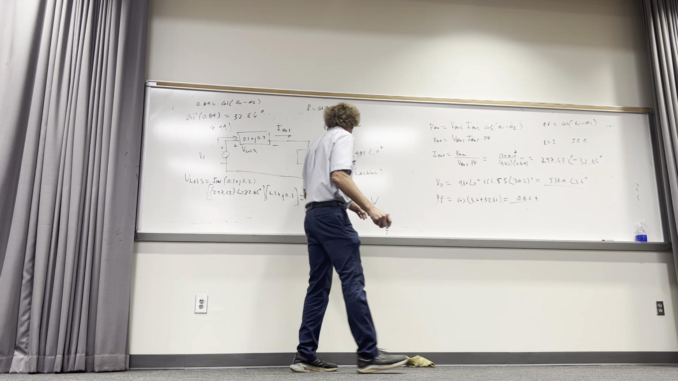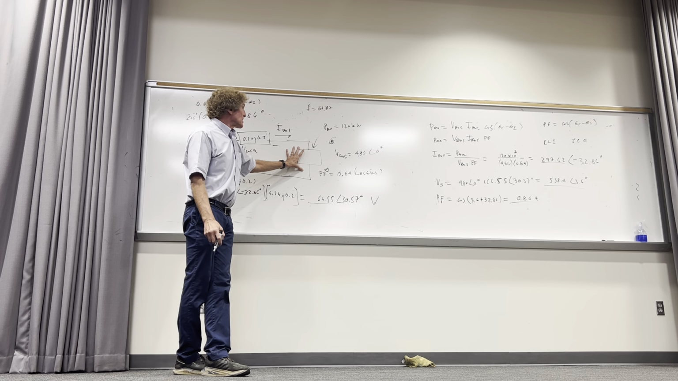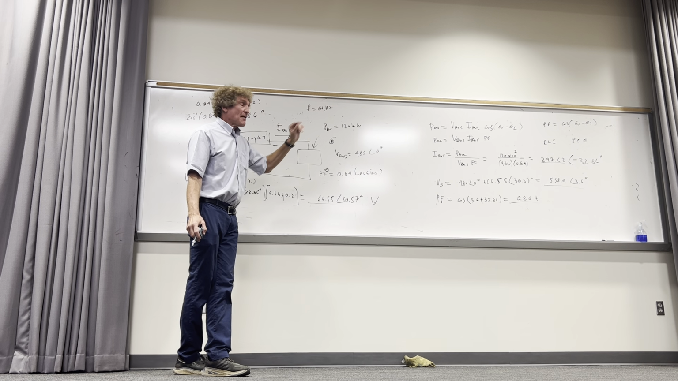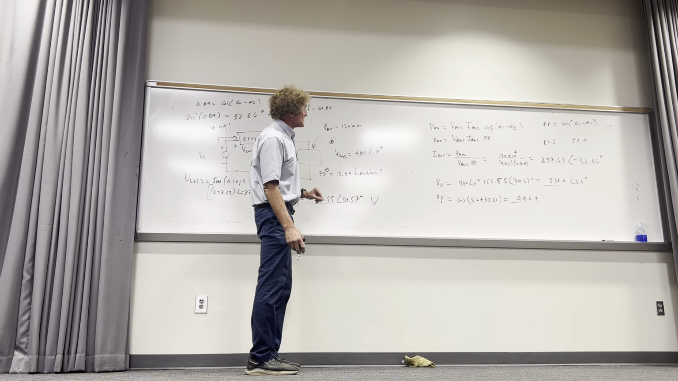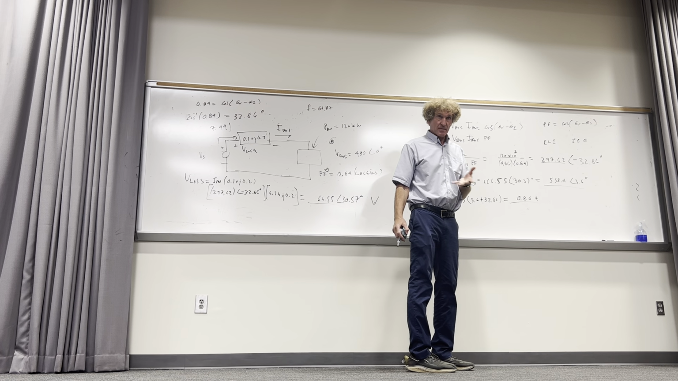The minute you see a load like this, it's important you see this. They give you the average power, right? You know, average power has got to be equal to VRMS times IRMS times the power factor. They give you V, 480.